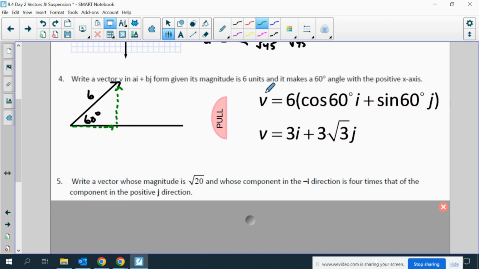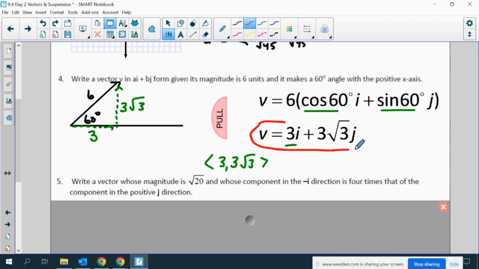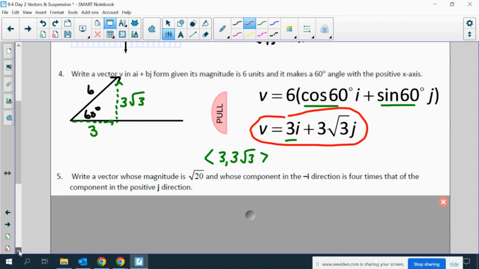So I can use the cosine and the sine, or I can just know what the cosine and sine of 60 degrees are, and then I don't have to write this actually all the way out. So the cosine of 60 is 1/2, so I just take 1/2 of 6 and I get 3. That is my i component, and then my j component is 3 root 3. So if I wanted to write it in component form, I would say 3 comma 3 root 3, but my answer has to be written in i's and j's because that's what it says, so that's what I write.